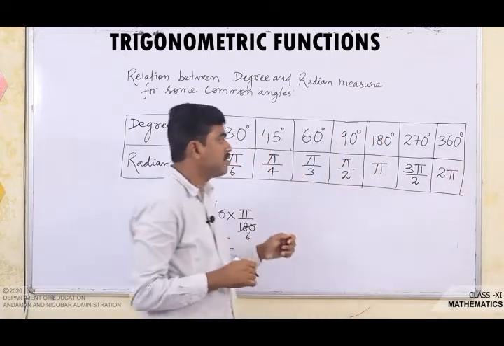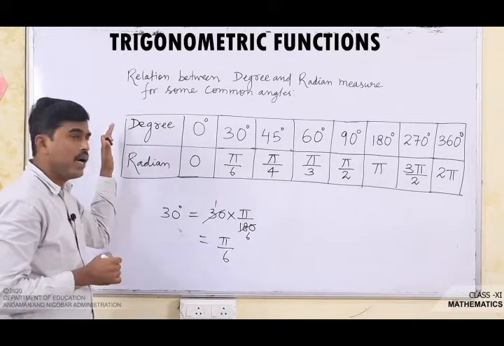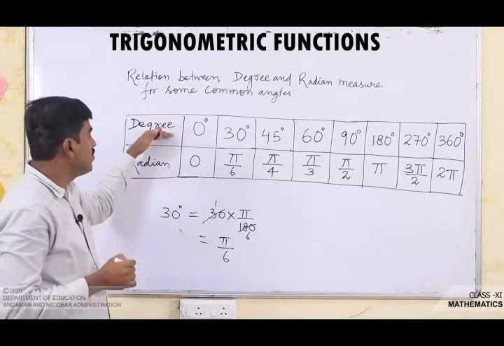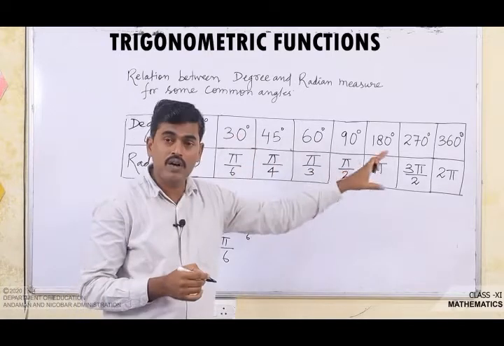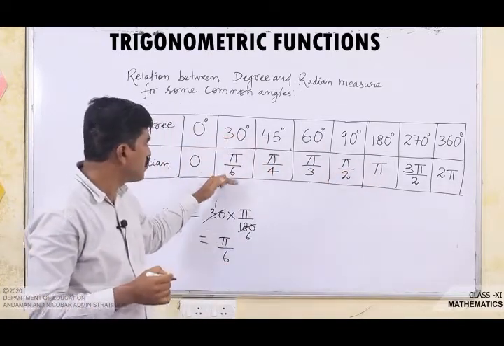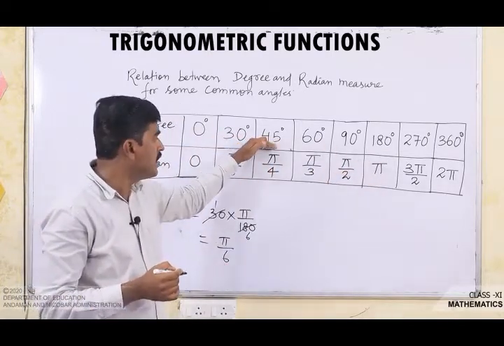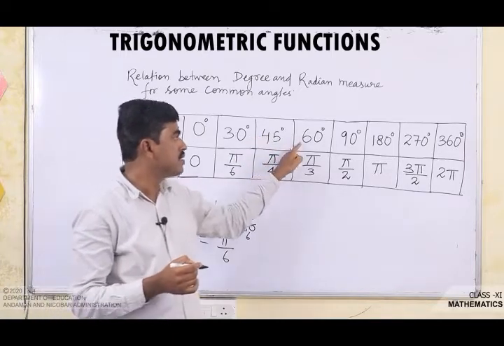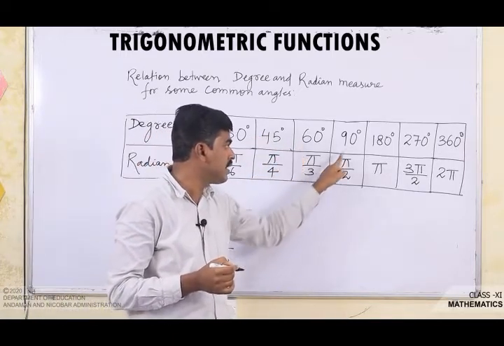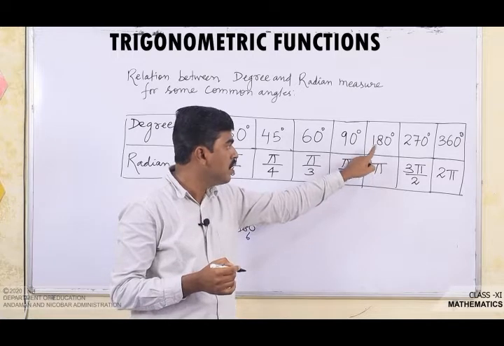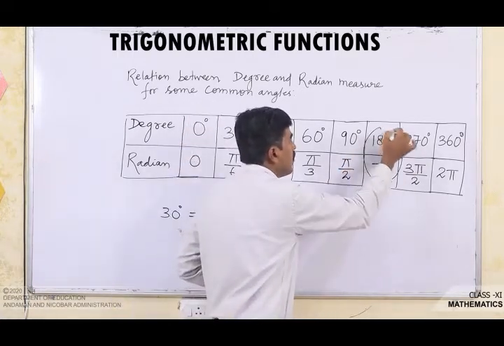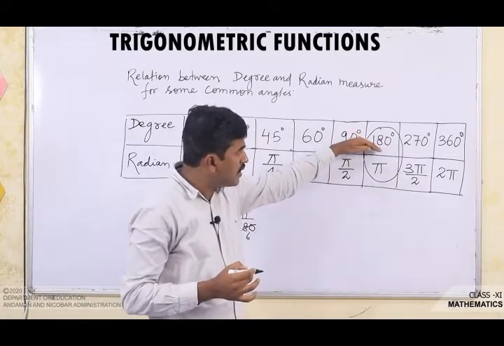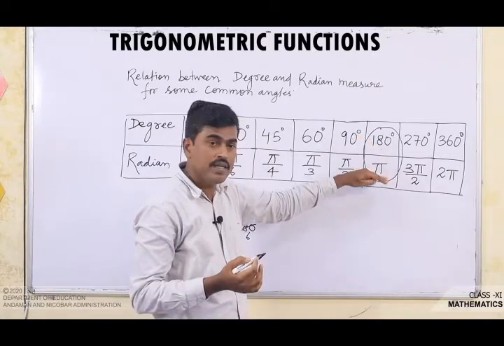Already discussed about this. So you have to remember the degree measure and the corresponding radian measure for all these angles. 30 degree is equal to pi by 6 radian, 45 degrees is pi by 4 radian, 60 degrees is pi by 3 radian, 90 degrees is pi by 2 radian, 180 degrees is pi radian. This is the most important one. If you remember the value of 180 degree in radian, it is pi radian.